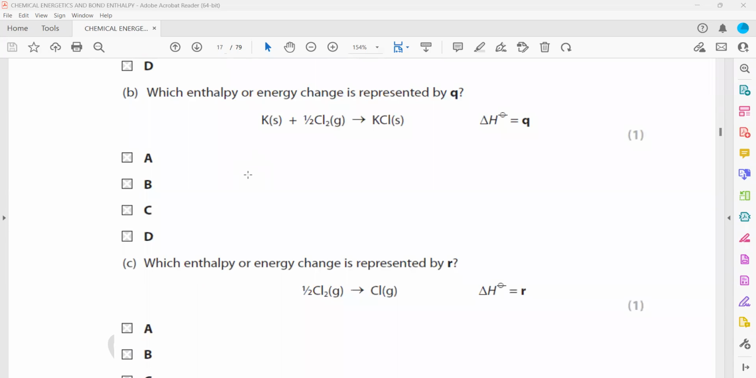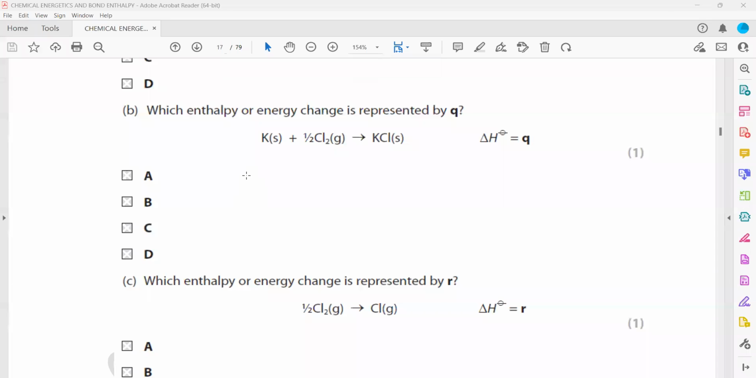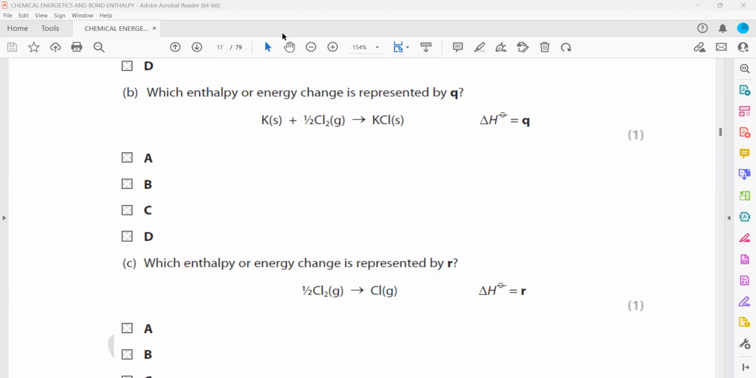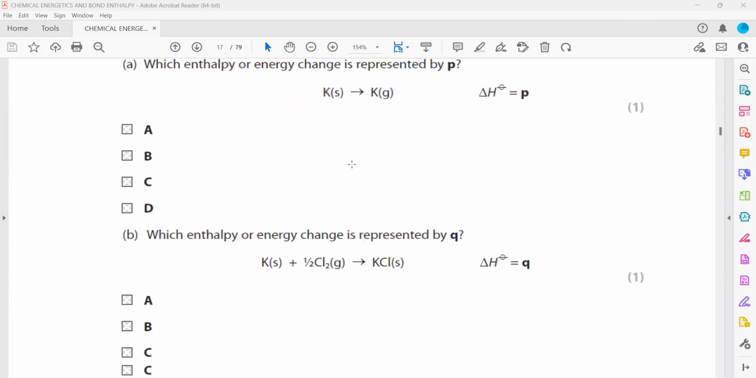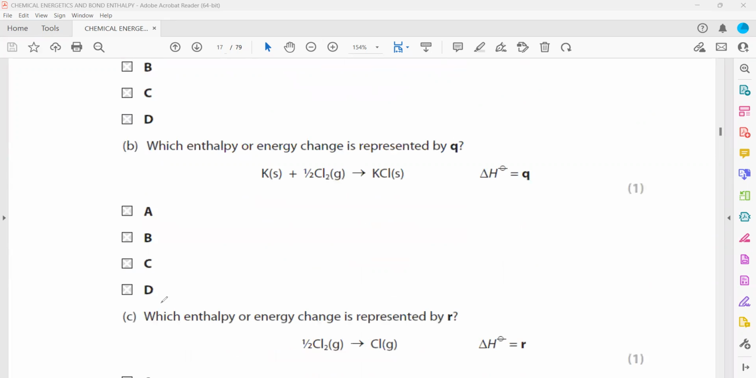Then which enthalpy or energy change is represented? Here you can see potassium element and chlorine element form a compound. So when elements are forming 1 mole of a compound, what is this energy change? That is formation. So which option is formation? We have the standard enthalpy of formation, D. That's why it will be D.